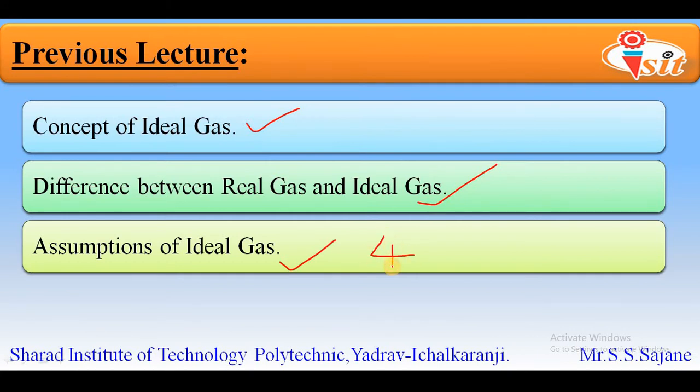That is, a finite volume of gas will contain a large number of molecules. Then, the collision of molecules with one another and with the walls of the container is perfectly elastic. There we have also seen the meaning of elastic as well as inelastic collisions. Then the third assumption, that the molecules are separated by large distances compared to their own dimensions. And the molecules do not exert forces on one another except when they collide. These were the assumptions of ideal gases, and this question is very important from the exam point of view.